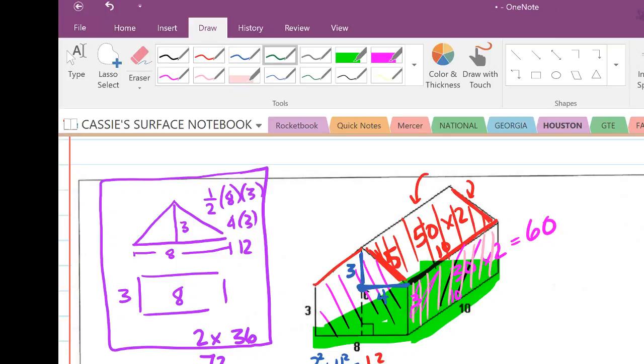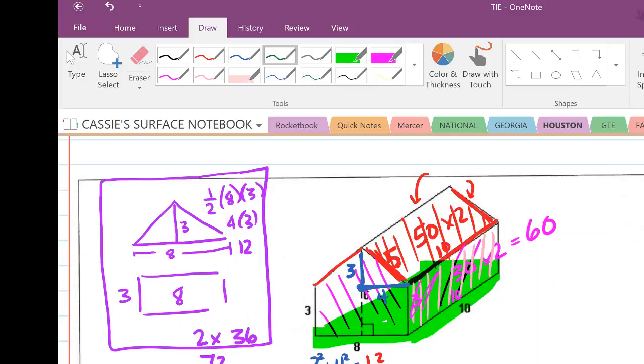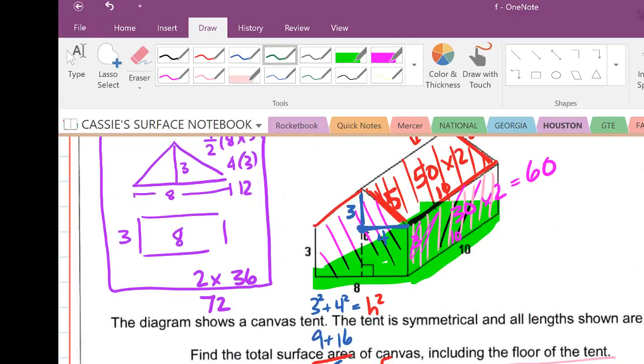Is that right? 100. You know what? If you haven't had your coffee yet, 72 plus 60 plus 100 plus 80. Enter. There you go. 312. And that's what I would have gotten, but I don't trust myself. The answer is D.